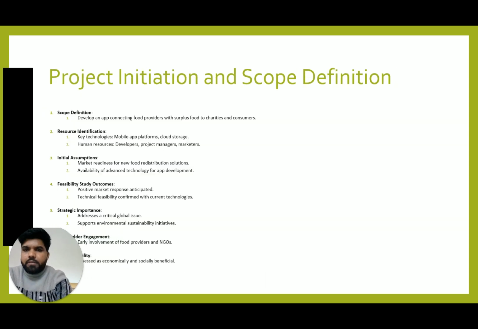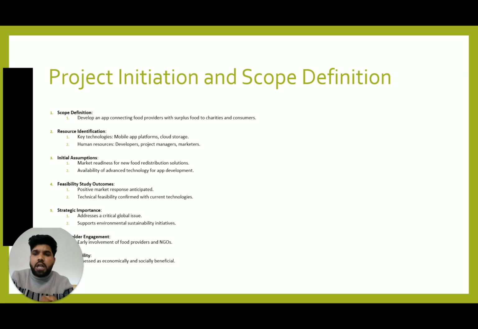Now I'm going to talk about project initiation and scope definition. The first is scope definition: develop an app connecting food providers with surplus food to charities and consumers. The second one is resource identification: key technologies like mobile app platforms and cloud storage, and human resources like developers, project managers, and marketers.